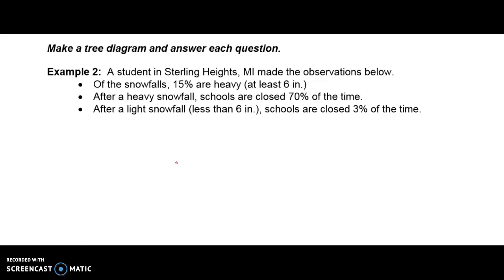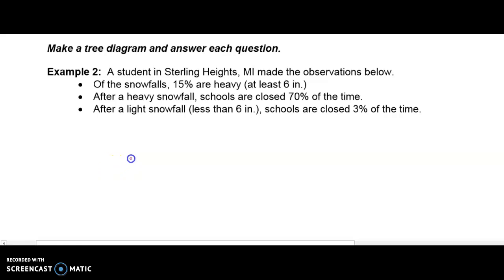Of the snowfalls, 15% are heavy, which is at least 6 inches of snow. After a heavy snowfall, schools are closed 70% of the time. After a light snowfall, which would be less than 6 inches, schools are closed 3% of the time. So the condition here is talking about after a heavy snowfall versus after a light snowfall. So that's going to be our condition.